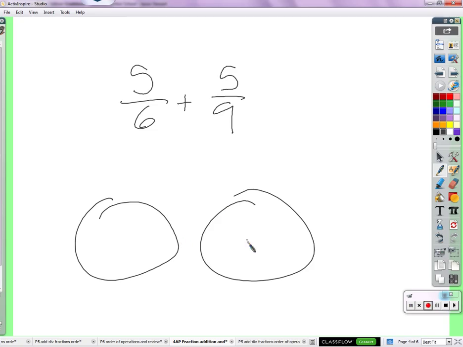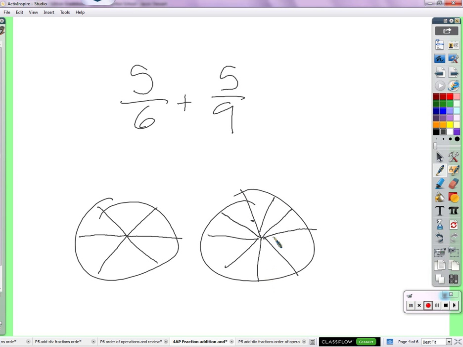So, let's compare these two things. See if it makes sense to try and add them. We've got 6ths and 9ths. Just do the 3 lines across. If I do it across twice, then I've cut it into 2 pieces. We have 5 of these 6ths, and 5 of these 9ths, just barely more than a half.